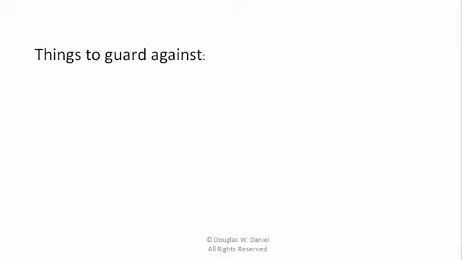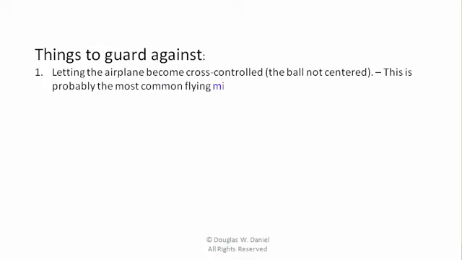Okay, the things you need to be careful about. Letting the airplane become cross-controlled, in other words, the ball not centered, is probably the most common flying mistake that pilots make. It is what makes stalls dangerous. When I was the president of a flying club, I hope I don't tell you this story too many times, one of the members of the flying club took off at high altitude in an airplane with a powerful engine, obviously forgot about the rudder pedals, and stalled, spun in, and killed himself and his entire family.